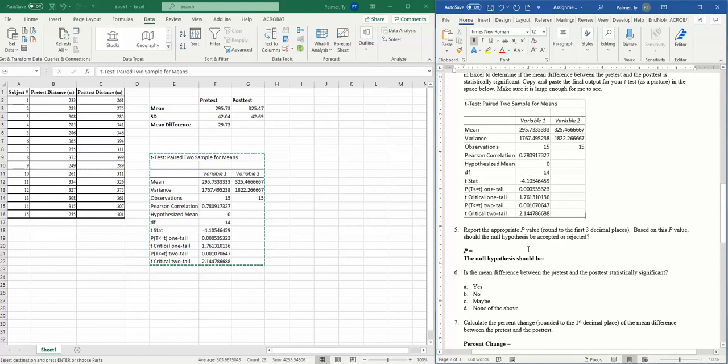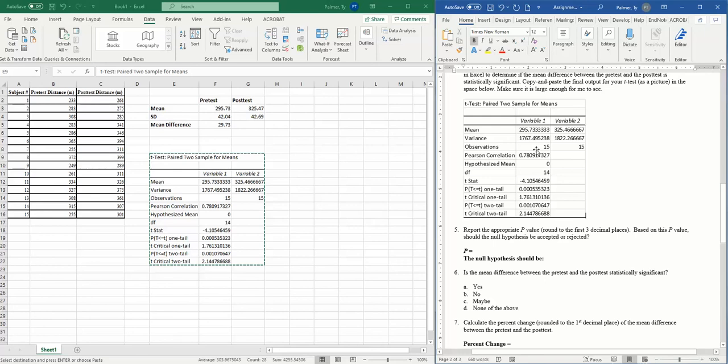All right, let's move on to question 5. Question 5 says report the appropriate p-value. Round it to the first 3 decimal places. So the p-value, where are we going to get that from? We're going to get that from the final output, which we just pasted for question number 4 here.